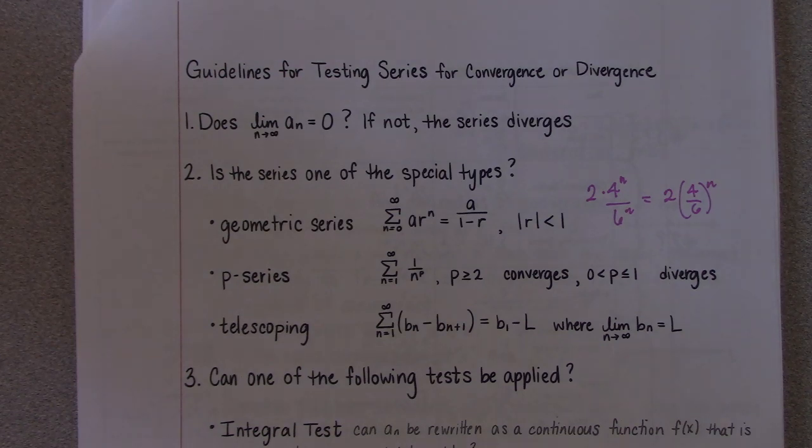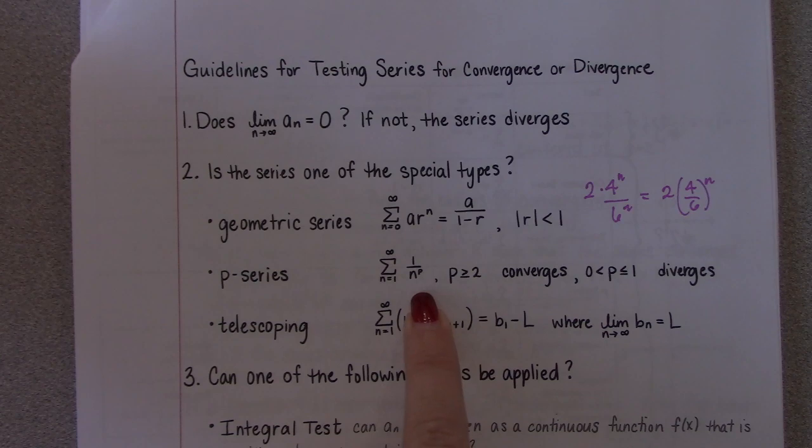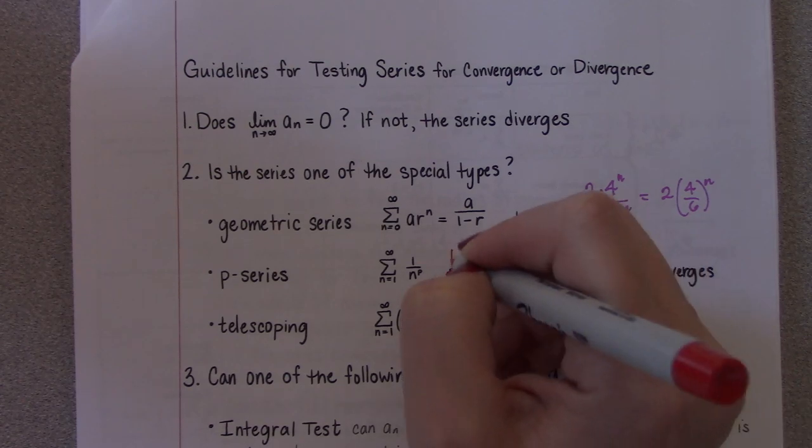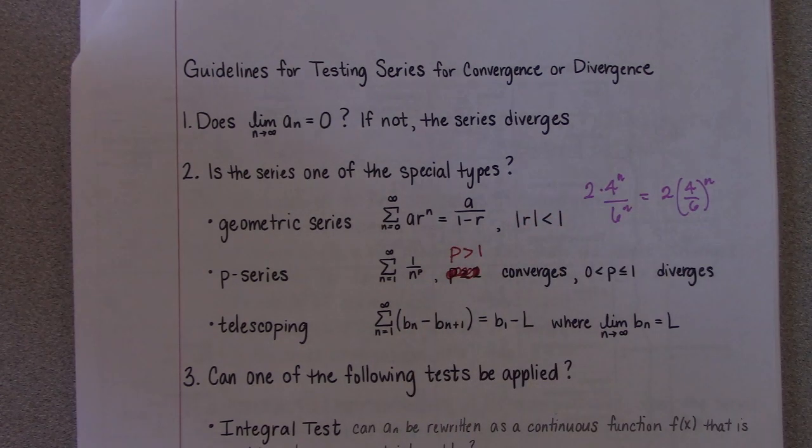P series. Don't ignore P series. A big clue: a P series technically is only like this. Oh, and guys, there's a typo on here. I just forgot to tell you. I mentioned it when I did it last time. This should say P is greater than 1, because it does allow for non-integer exponents. So if it's 1 over n to the 2, well, that's clearly a P series.